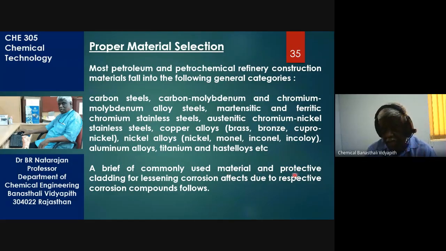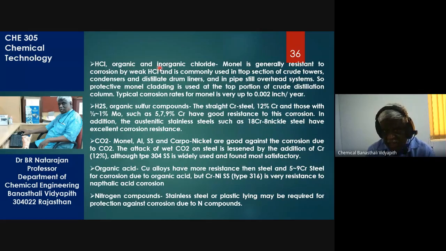A commonly used material for the refinery, as we are just seeing, for HCl, organic and inorganic chloride, Monel is generally resistant to corrosion by weak HCl. Monel is the name of an alloy, right? You can see the properties of it, and Monel cladding is used at the top portion of the crude distillation column. Typical corrosion rate for Monel is 0.002 inch per year.